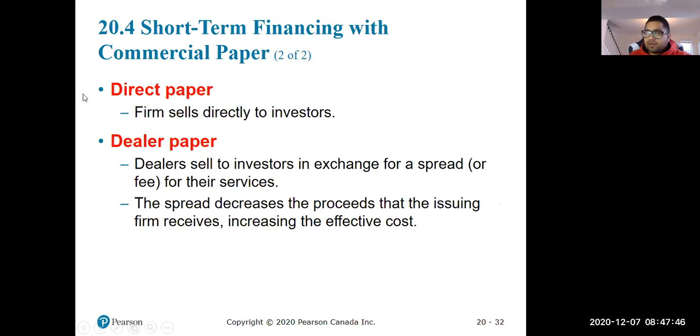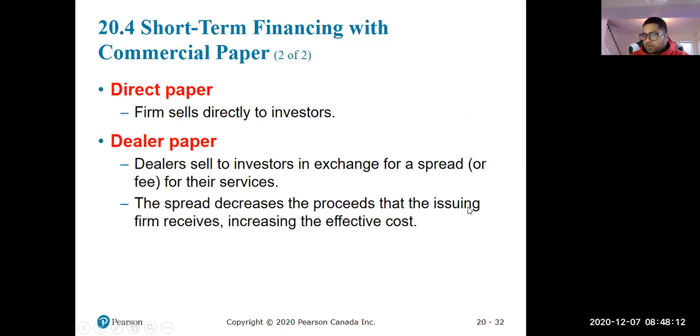Generally, commercial papers can be direct papers, where the firm sells directly to investors, or they can be dealer papers. They sell it to the dealer and then the dealer sells it to investors. So a dealer buys from the company and then sells it to an investor in exchange for a spread.